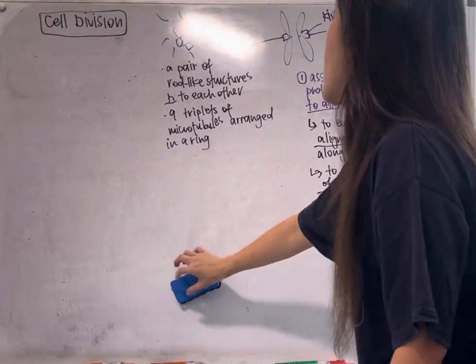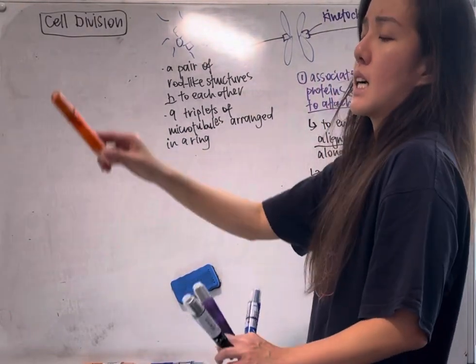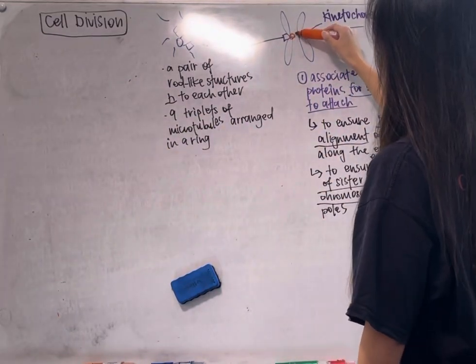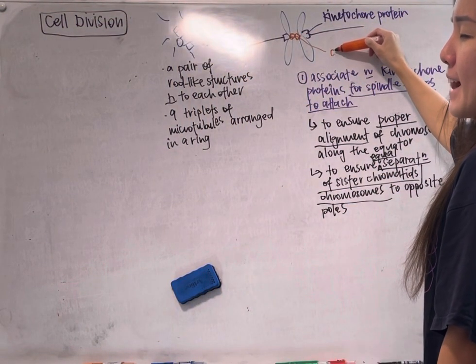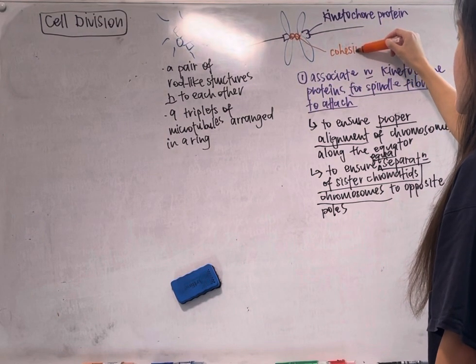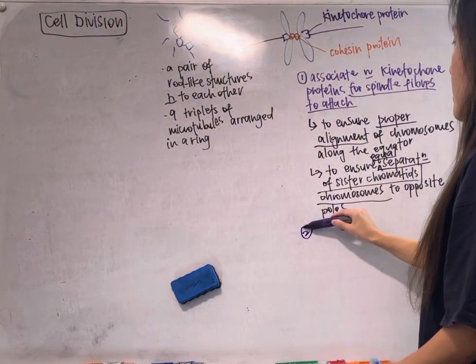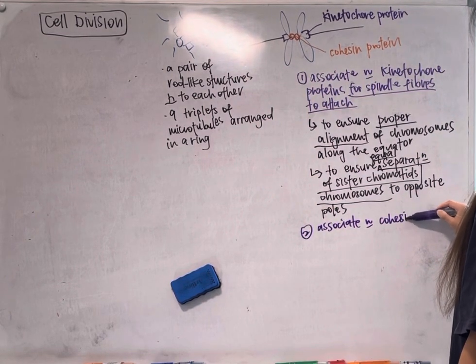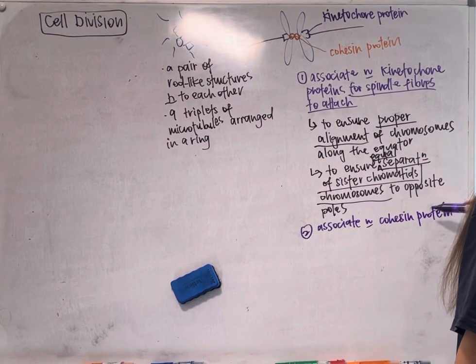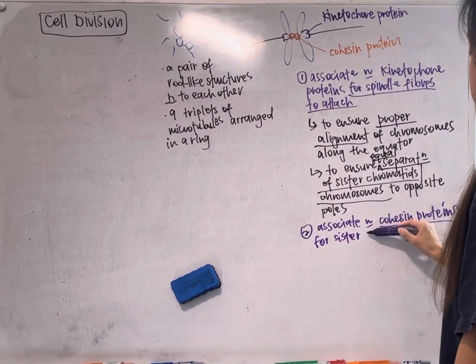Now, centromeres don't only associate with kinetochore protein but another set of protein. What is that other set of protein called? Any idea? Start with C. Co... You know? Cohesin proteins. So again, this is another set of proteins I want you to take note of. They associate with cohesin proteins. The purpose of associating with cohesin proteins is for your sister chromatids to anneal to each other.